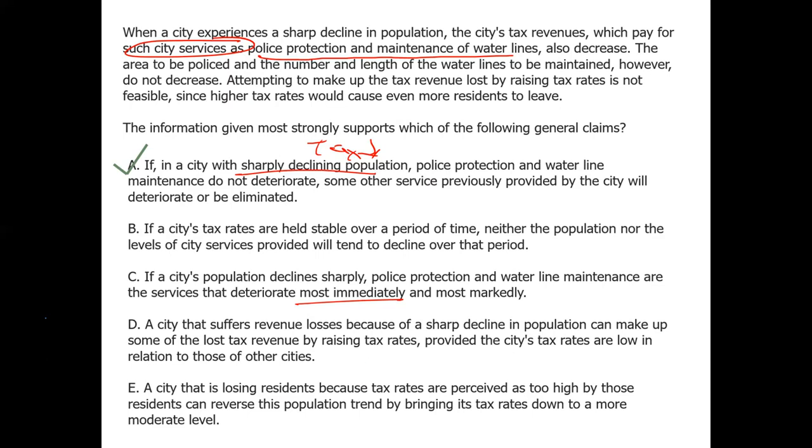Okay, let's come to David. A city that suffers revenue losses because of a sharp decline in population can make up some of the lost tax revenue by raising taxes, provided the city's tax rates are low in relation to those of other cities. Now, this is clearly wrong, first of all, because David does not even establish that tax was the reason why people were leaving. There could have been other reasons. So then fiddling with tax rates is not going to change that.